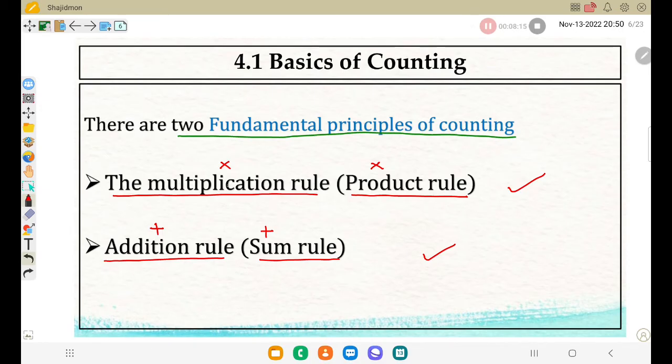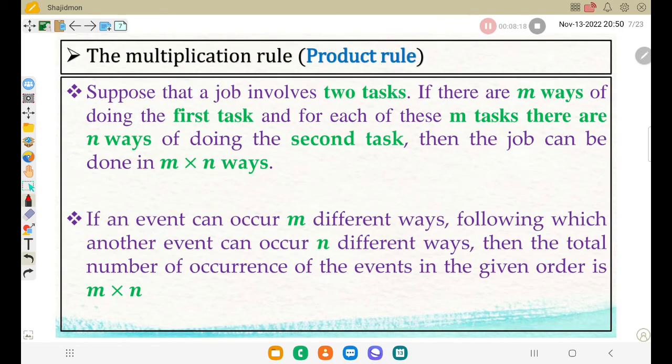First we are discussing the multiplication rule. I will tell you the rule first. After that we will come to the example, then the exercise. The way of discussing this section is that I will tell the multiplication rule first, explain it using some examples, and after that we will go to the exercise questions. So, the multiplication rule or product rule.